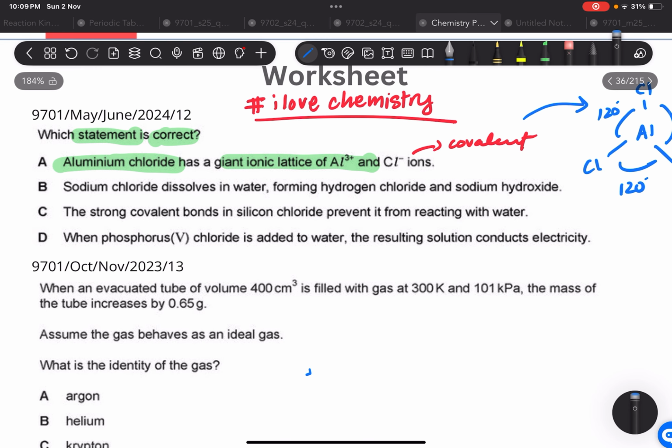Moving on, this one's incorrect. Okay, sodium chloride dissolves in water. Why does sodium chloride dissolve in water? Sodium is a positive ion, chloride is a negative ion. This polarity, it's attracted. That's why it dissolves, forming hydrogen chloride and sodium hydroxide. Oh my god, that's completely incorrect.